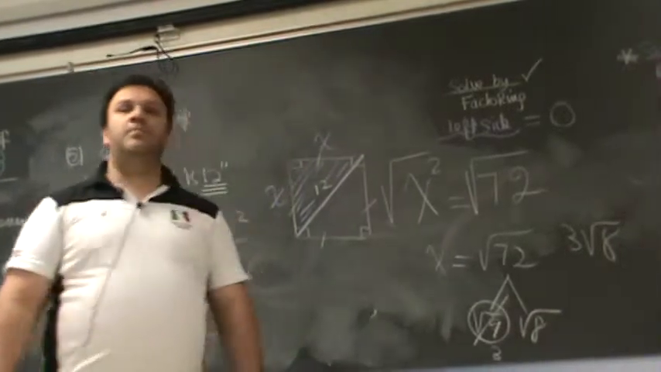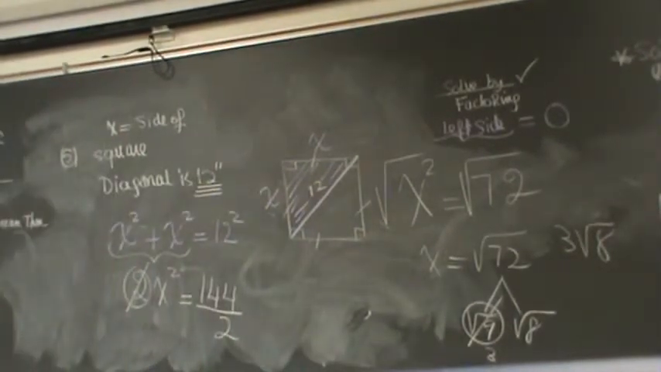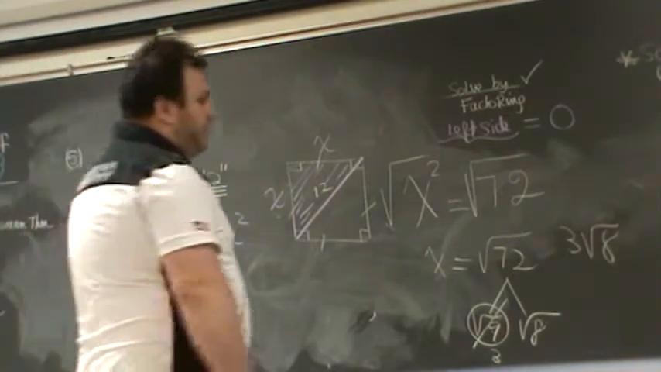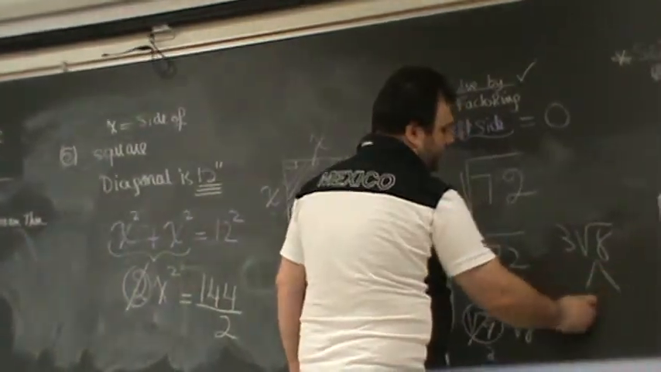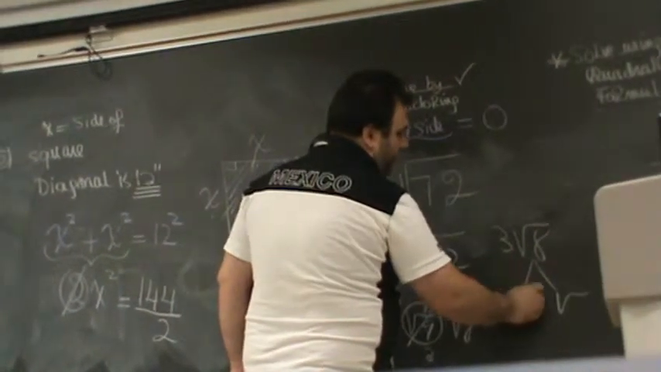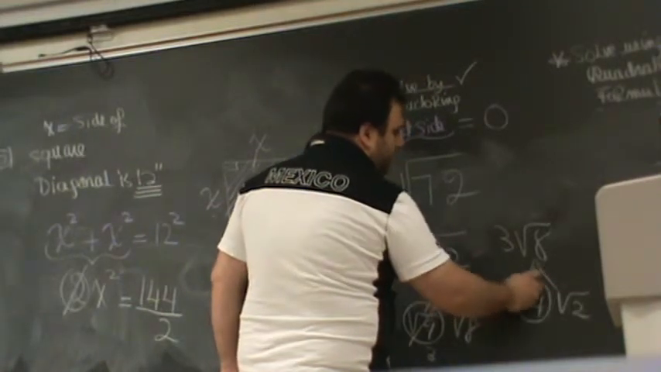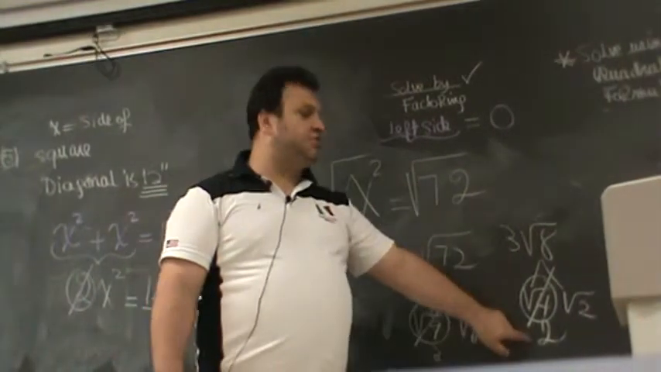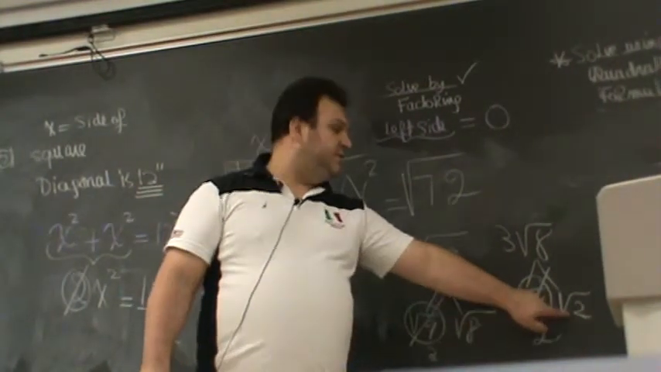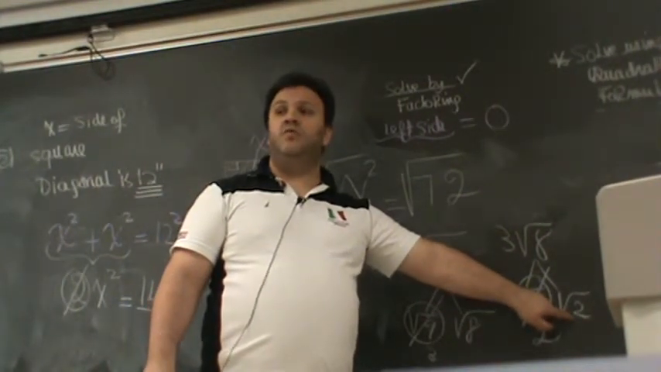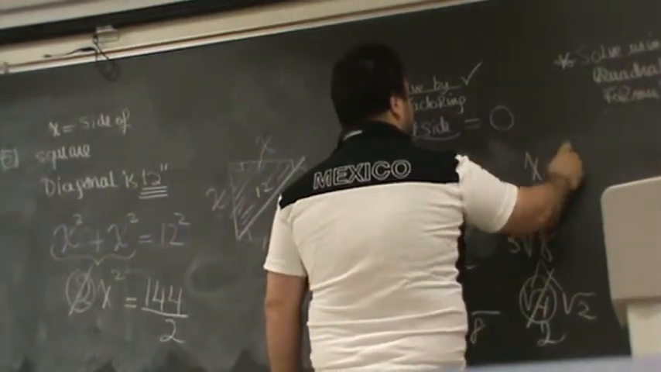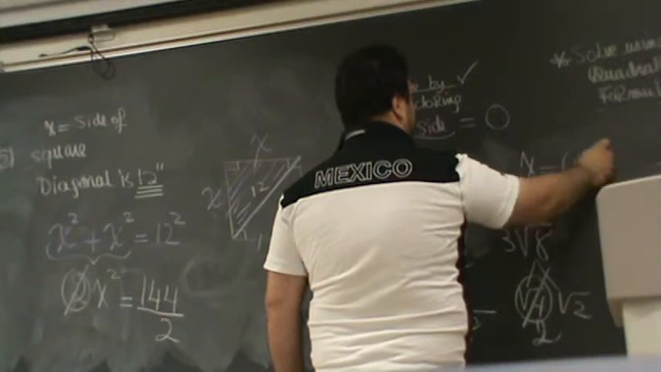Can I simplify some more, or do I stop? Yes, I think I can. What about the square root of 8? I can simplify it as the square root of 4 times 2. What is the square root of 4? 2. So what's my final answer? 3 times 2, which is 6, and inside the radical, square root of 2. Actually, x is equal to 6 square root of 2.